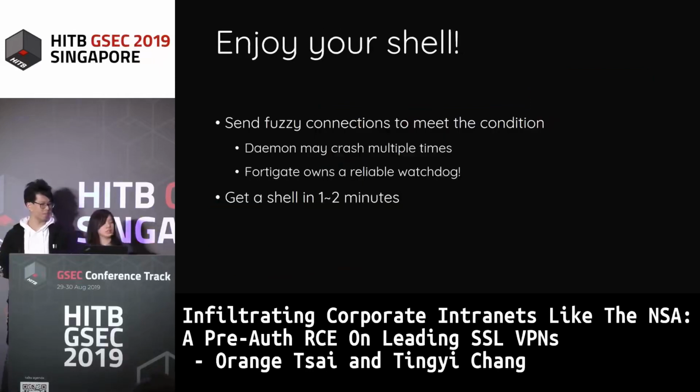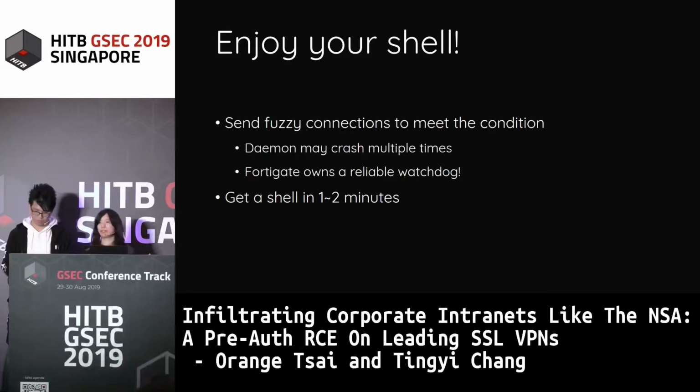Anyway, the heap is unstable, so we need to send fuzzy connections to meet the condition. The server may crash sometimes, but it's fine. FortiGate has a reliable watchdog. We just need several attempts, taking about 1 to 2 minutes, and get a shell. So this is the whole details of how we achieve remote code execution.